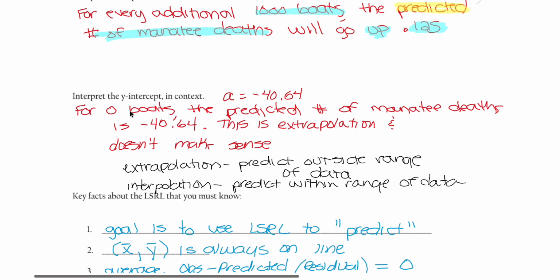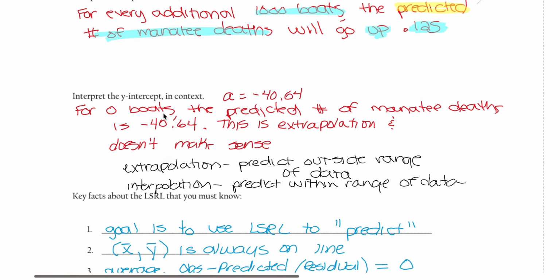Interpret the y-intercept in context. We know a is equal to negative 40.64, so we're going to say for 0 boats, the predicted number of manatee deaths is negative 40.64. This is extrapolation and doesn't make sense.